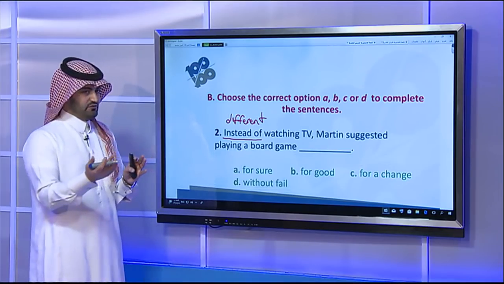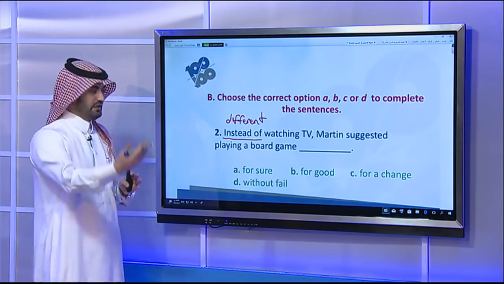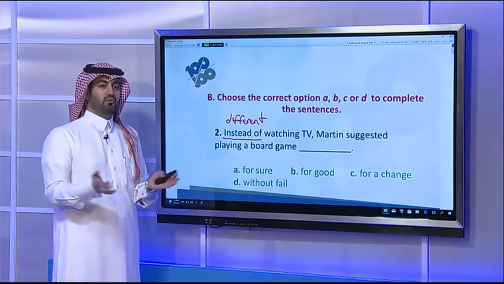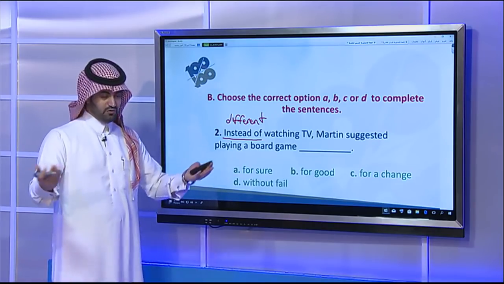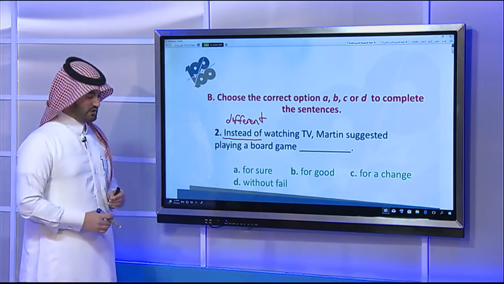First, I have to understand the sentence. Instead of watching TV, okay, he doesn't want to watch TV. He wants to do something else. Martin suggested playing a board game. He said, okay, I don't want to watch TV. I want to play a board game. What is the correct answer here? What is the correct option?